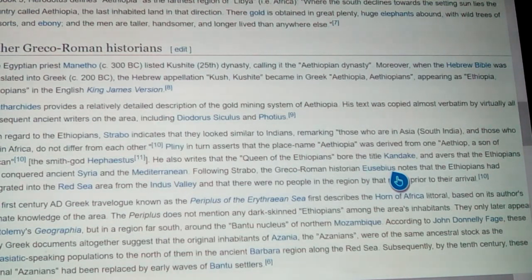Agatharchides provides a relatively detailed description of the gold mining system of Ethiopia. His text was copied almost verbatim by virtually all subsequent ancient writers of the area, including Diodorus Siculus and Photius. And he talked about these things, about how they collect gold.